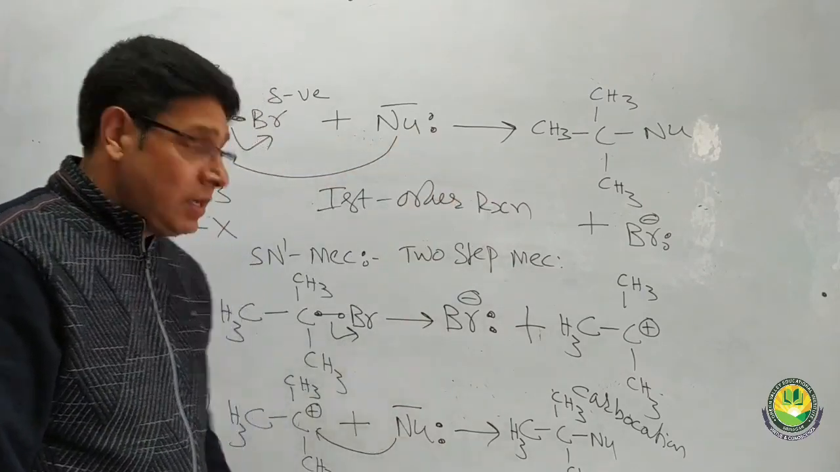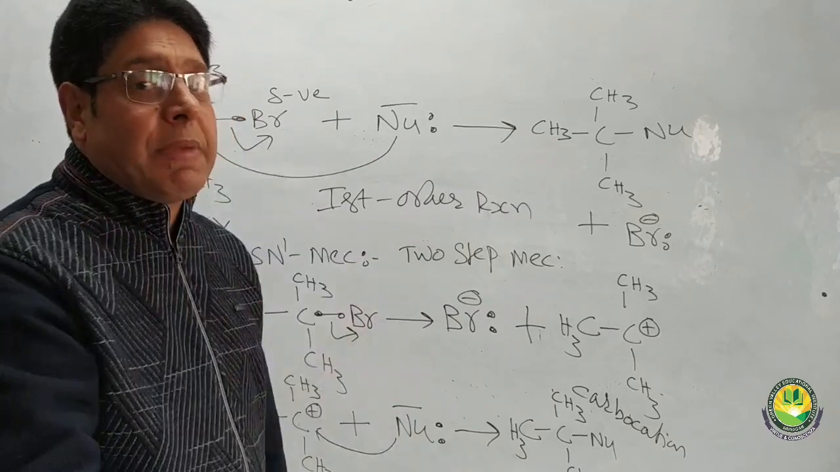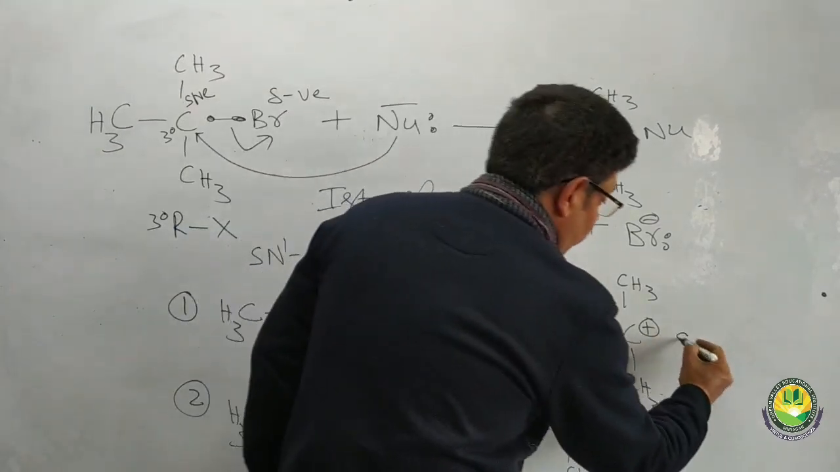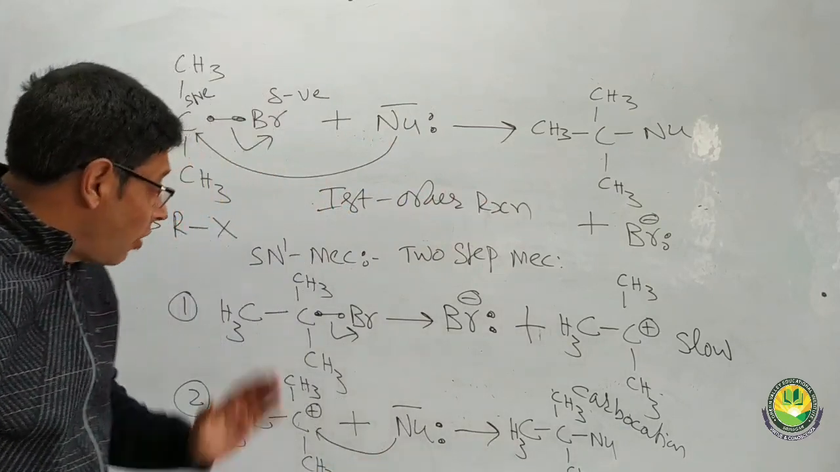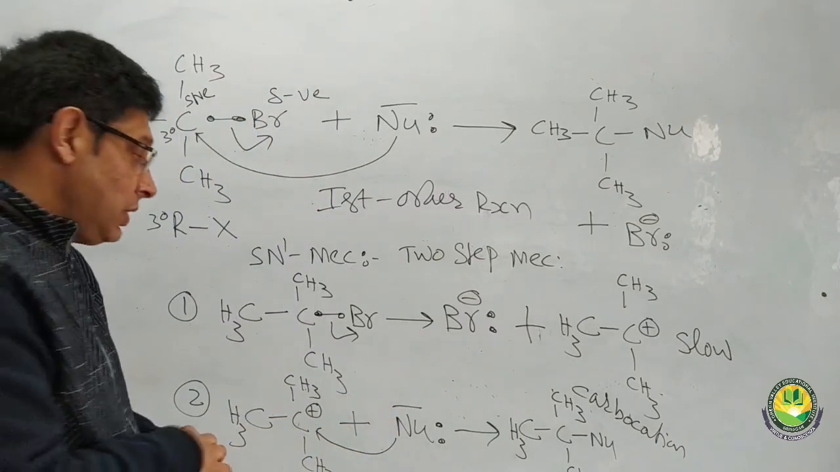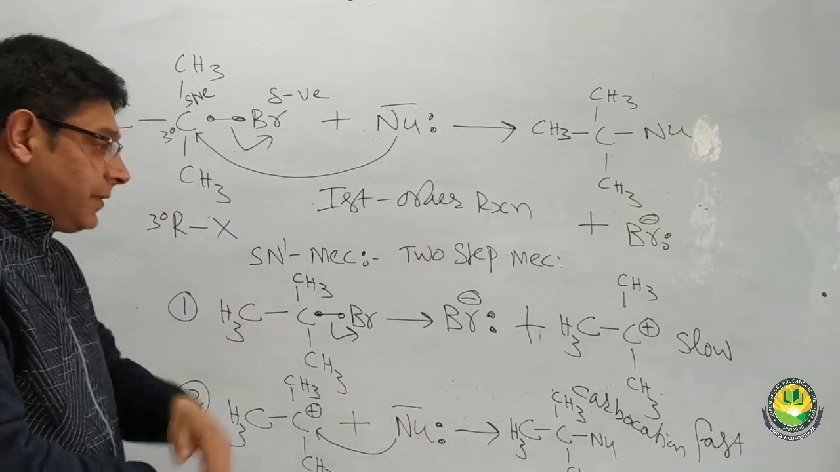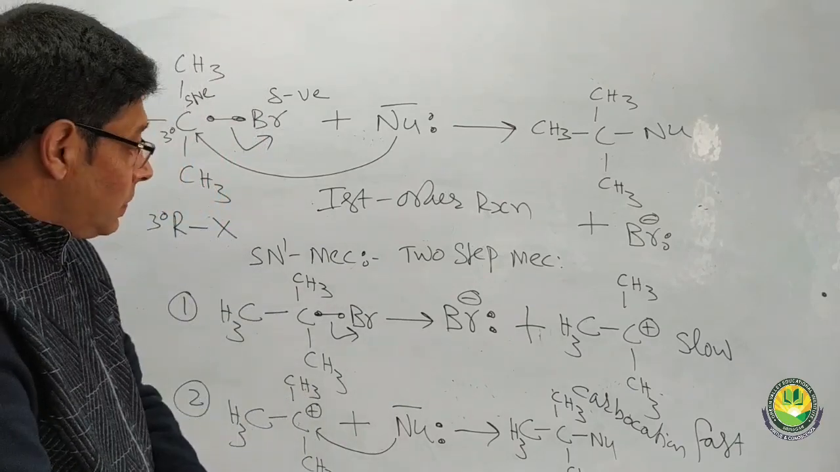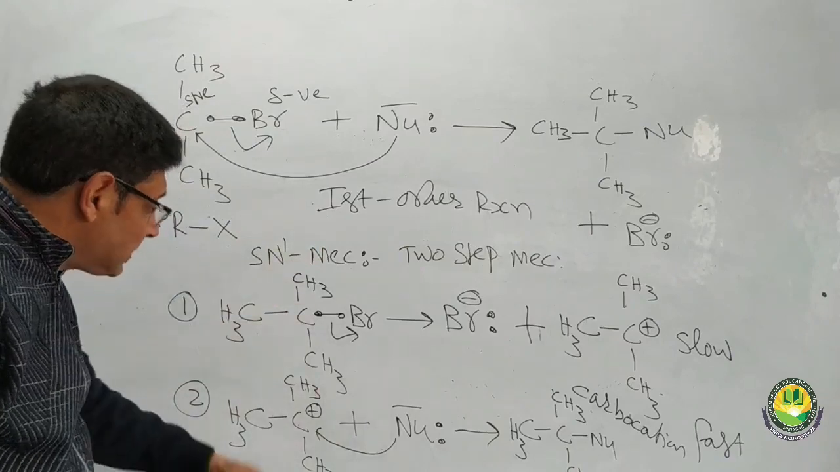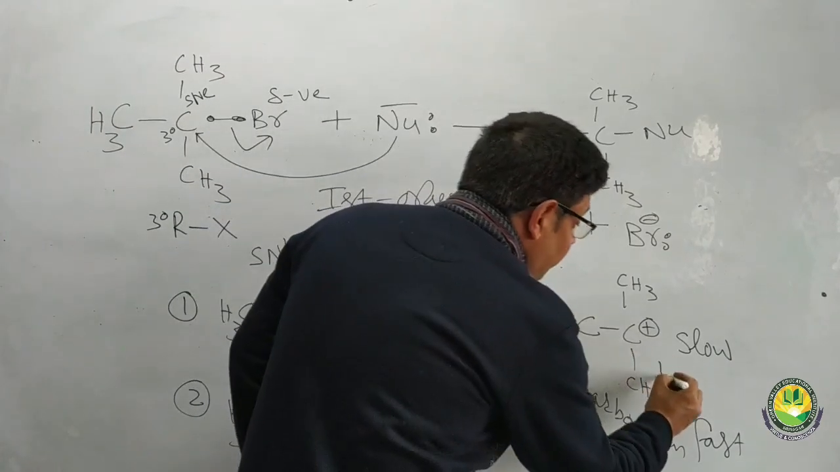The reaction involves the SN1 mechanism, which is a two-step mechanism. Out of the two steps, the first one is slow because it involves bond breaking. Bond breaking requires energy. The second step is fast because it involves bond making. Now, you know that from the chemical kinetics point of view, out of the two steps, the first one is slow, the other is fast. The slow step is the rate determining step.